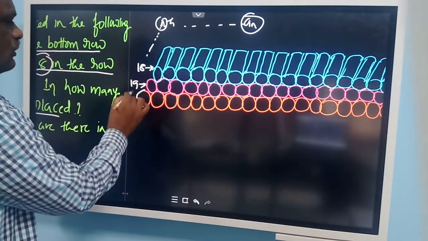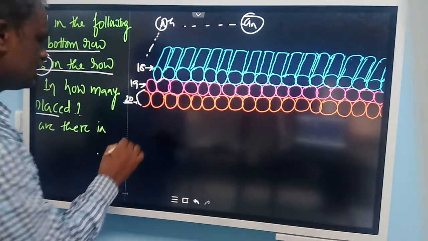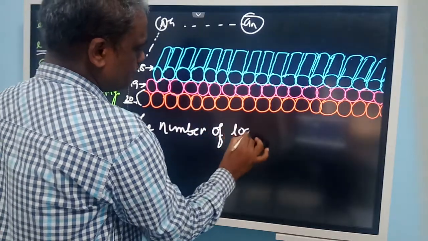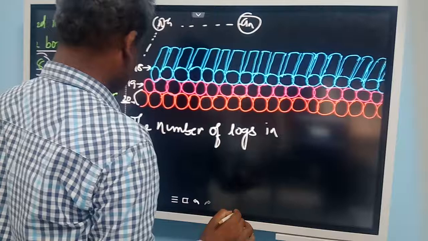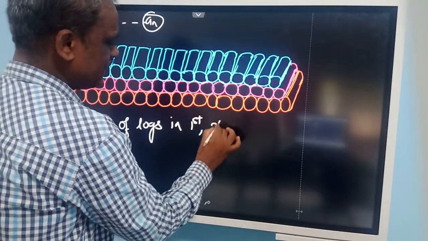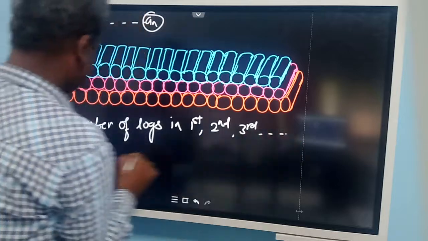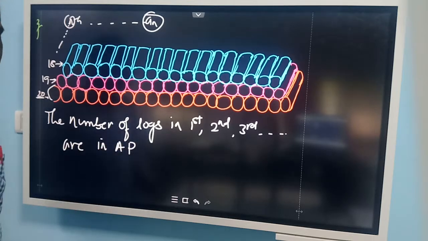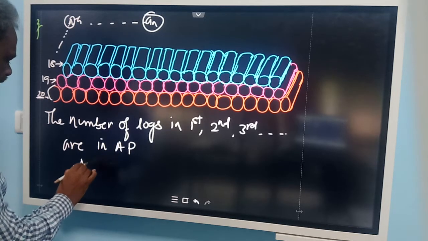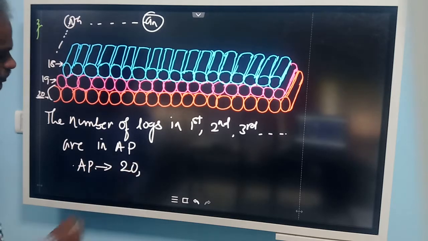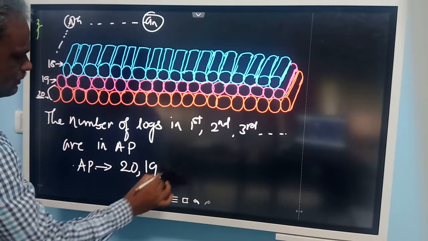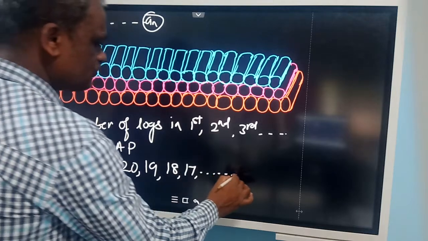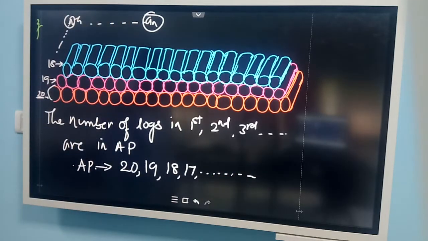Here, first row, second row, like the first term. Look at the number of logs: the number of logs in the first, second and third rows, etc., are in AP. They are in arithmetic progression. The given AP is 20 in the first row, then 19, 18, 17, like that it continues and decreases. We do not know in which row the 200 logs will end.